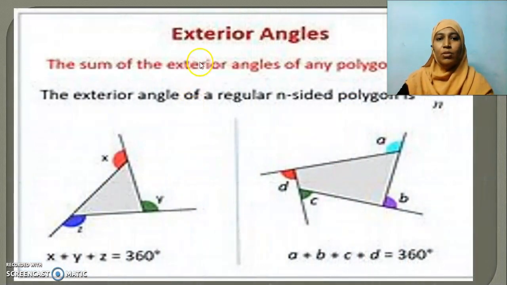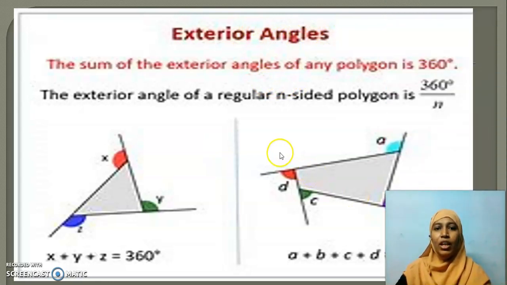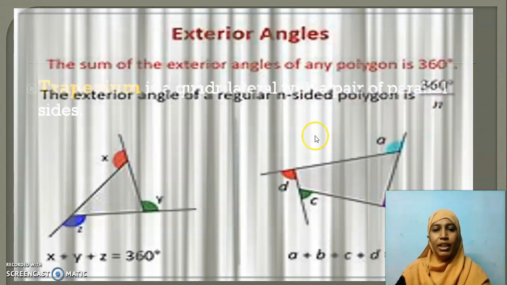Then the next thing is, we discussed exterior angles. It is independent of the number of sides. So every time the sum of exterior angles of any polygon is always 360 degrees. And if it is a regular polygon, we can find the value of one angle by dividing 360 by n. Hope you all remember these things.